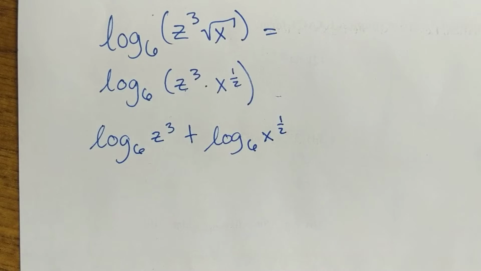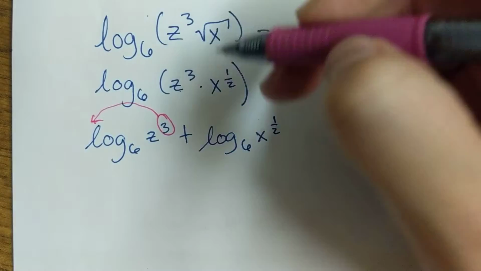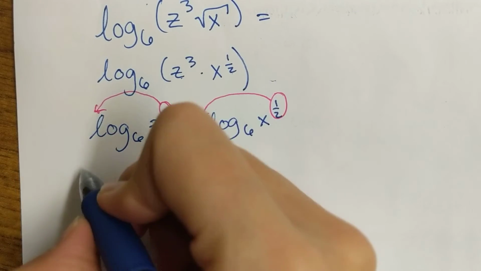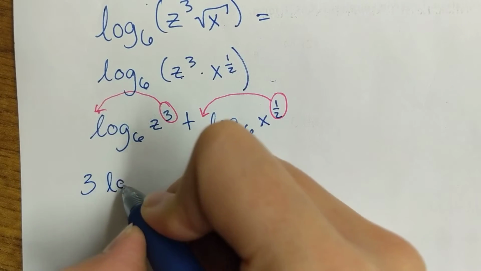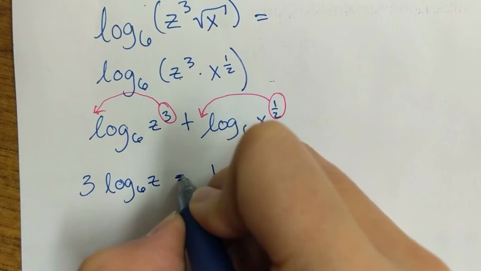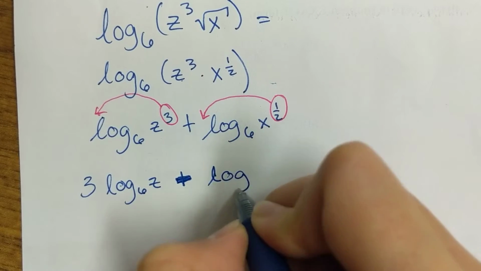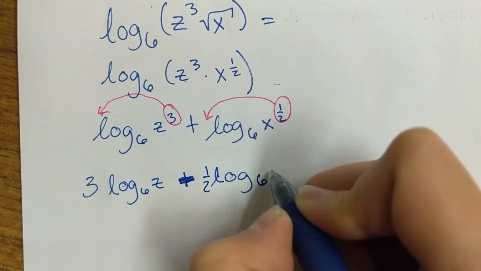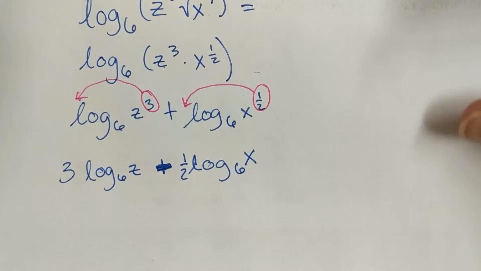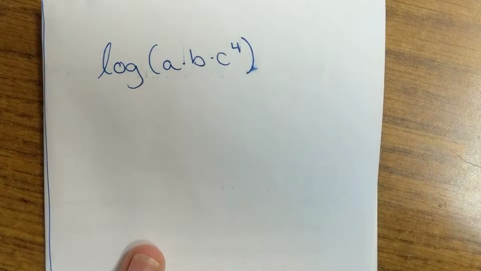All right, now we have to use the power property where we pop this power down. It's no longer an exponent, it's now a regular sized number. It's the coefficient of your log. So 3 log base 6 of z plus 1/2 log base 6 of x. You can write it as 1/2 or log base 6 of x over 2. Either way is correct.